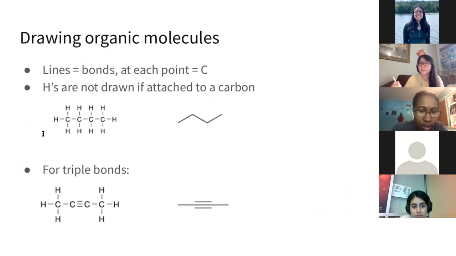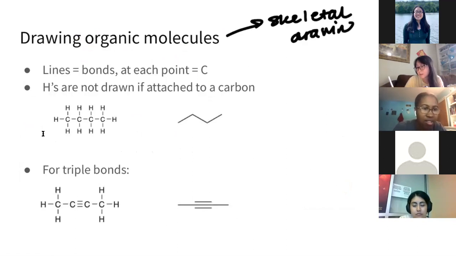A lot of the time, like I just said, I'm going to call them skeletal drawings or some version of this. This is a way to draw organic molecules really quick. So just bear with me as I explain this, but essentially your lines are going to represent your different bonds. A single bond is just going to be 1 line, double bond 2, triple 3, that kind of thing. And then at each point or corner, you're going to have a carbon. Also, any hydrogens that are attached to carbons will not be drawn.